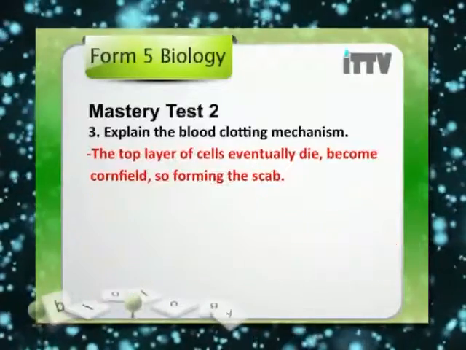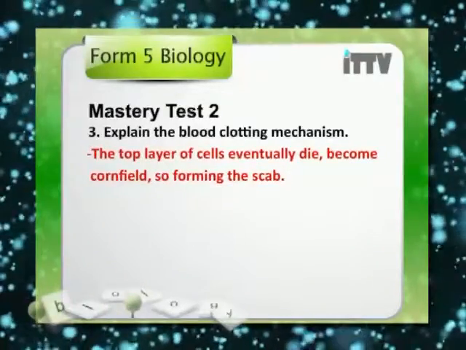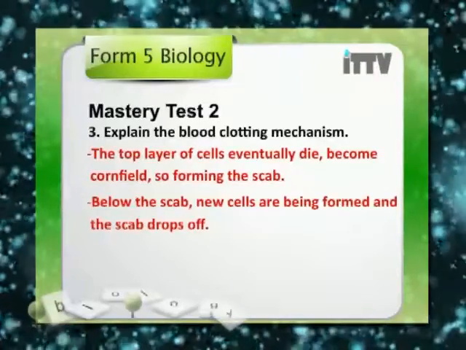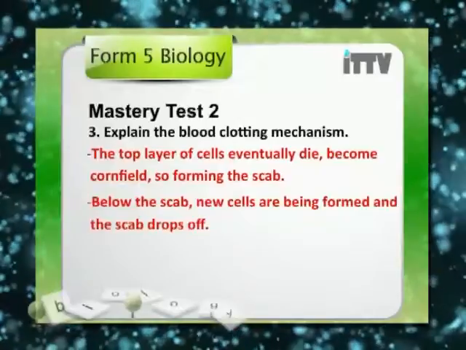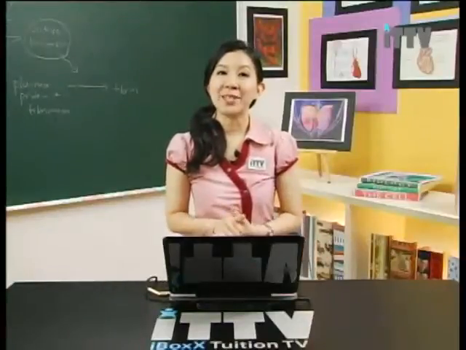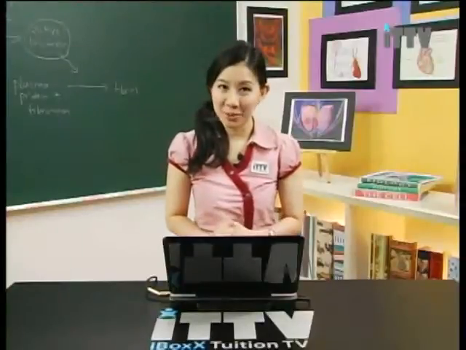As we know, the top layer of cells eventually die, forming the scab. Below the scab, new cells have been formed, and eventually the scab will drop off. So that would be the mechanism of how blood clotting actually works.